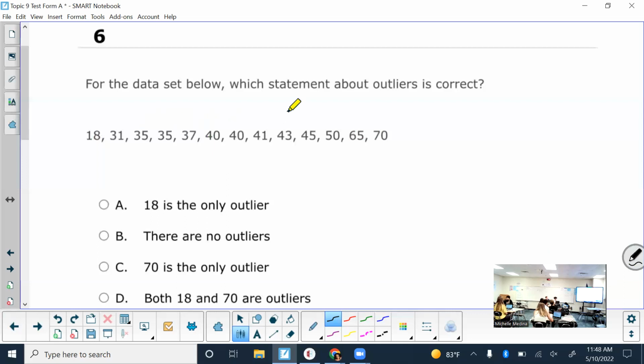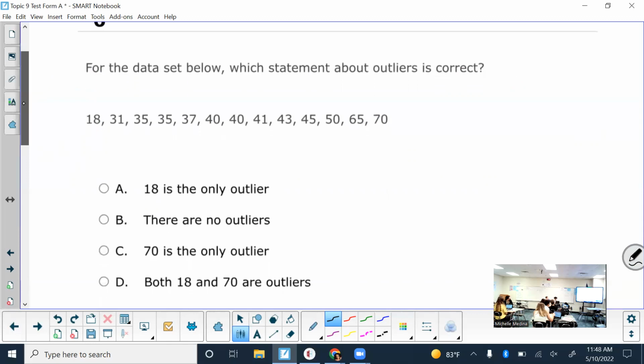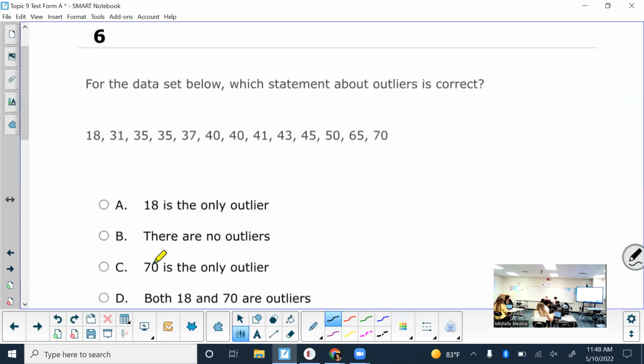So it says for the data set below, which statement about outliers is correct? And if you read the statements, it talks about 18 and 70 potentially being outliers. So we'll have to test it. The data is already in numerical order, which is nice. How can I know for sure if something's an outlier or not?